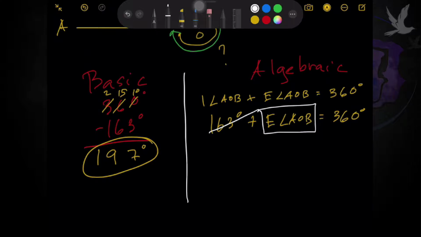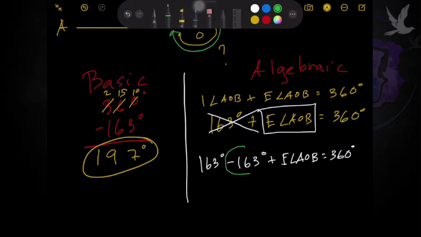So, you want to remove 163. Since it is positive, all you need to do is to remove it by simply subtracting the same value, which is 163 degrees minus 163 degrees for it to be equivalent to 0, plus the external angle AOB, which is equivalent to 360 degrees. And take note, what you do on one side, do it on the other side of the equation. So in this case, we subtracted 163 here, which means we should also subtract 163 degrees here.